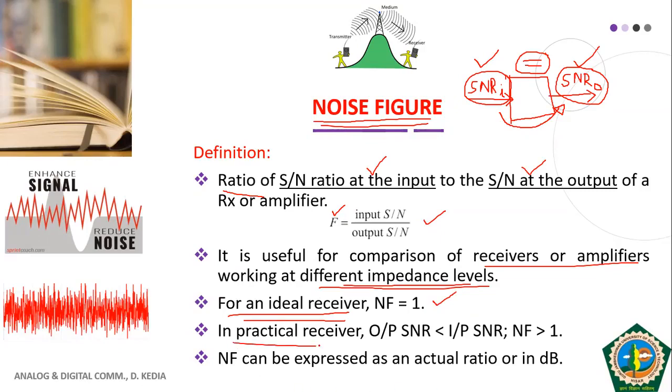But for a practical receiver, obviously there will be some degradation. In that case, your noise figure value will be greater than 1, meaning that your input SNR will always be higher than your output SNR. And we can express our noise figure either as an actual ratio, or in dBs also. dBs you already know, it is decibels. So you can express your noise figure in decibels or as a ratio.